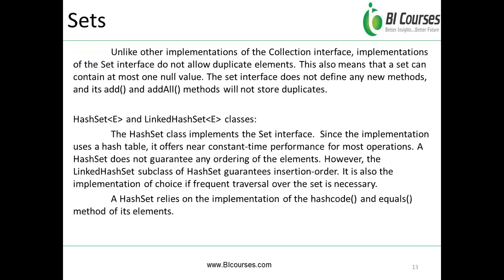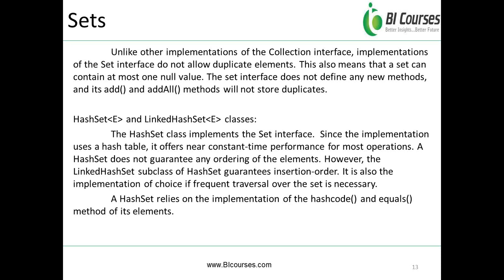Sets. We have already discussed that a set is a collection object which has unique elements. It doesn't have any duplicate elements. Unlike other implementations of the collection interface, implementations of the set interface do not allow duplicate elements. This also means a set contains at most one null value. The set interface does not define any new methods, and its add and addAll methods will not store duplicates.